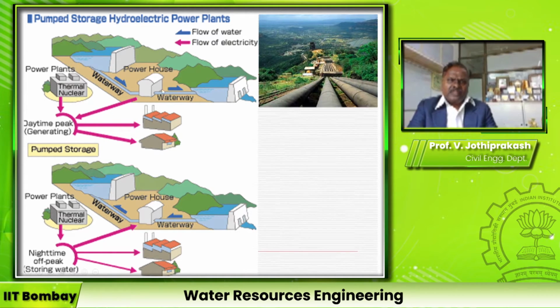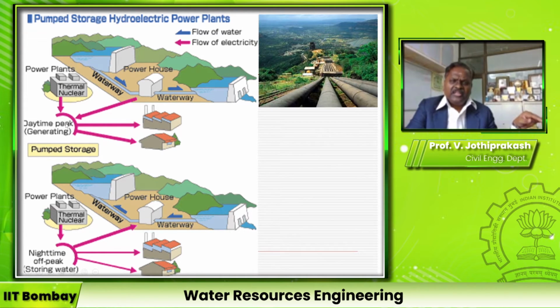Now what happens? This power is used to meet the peak demand. The base demand is met either from a thermal power plant or from some other source. And this is supplementary to the thermal power plant which is supplying constant power. But the peak demand is met by the hydroelectric power plant.